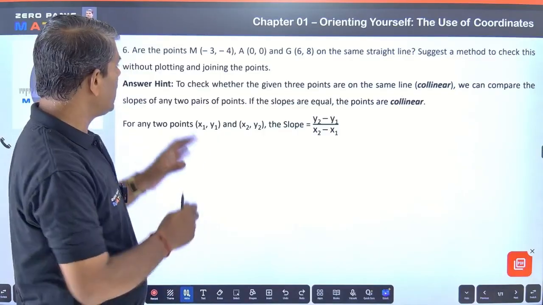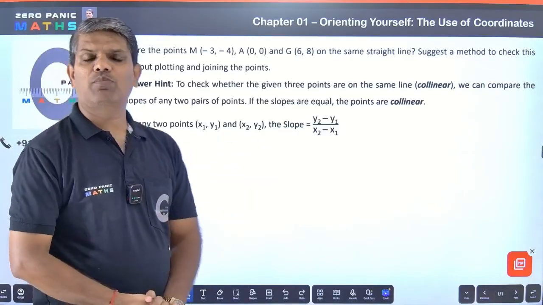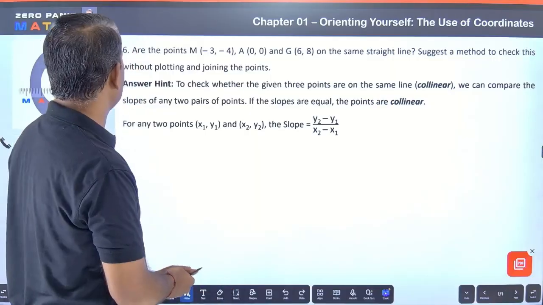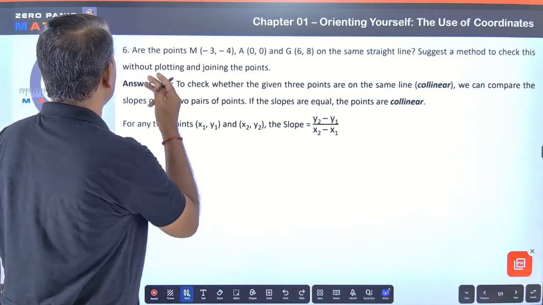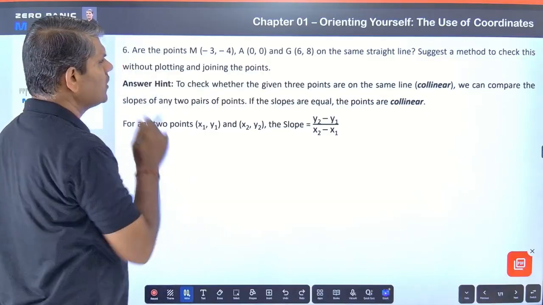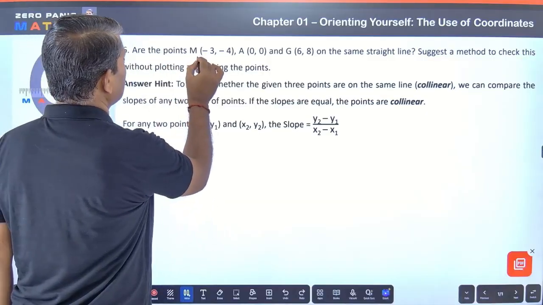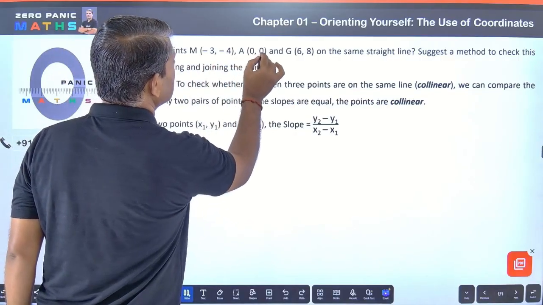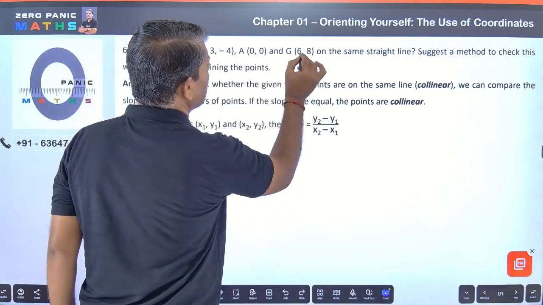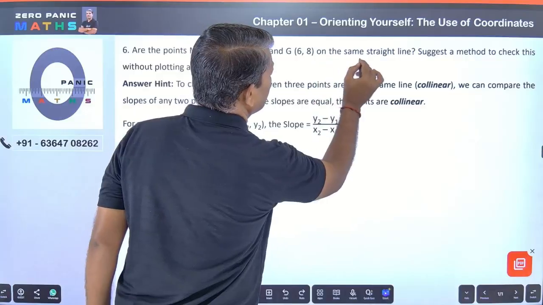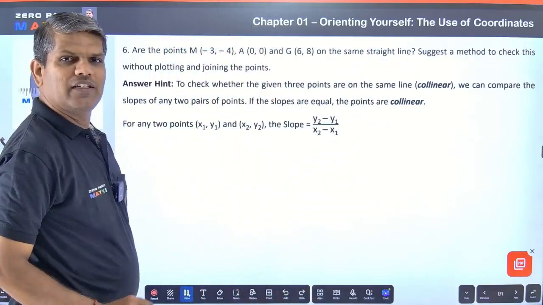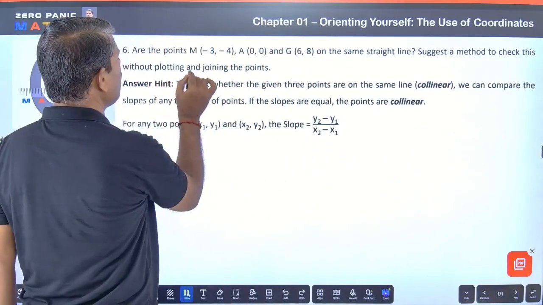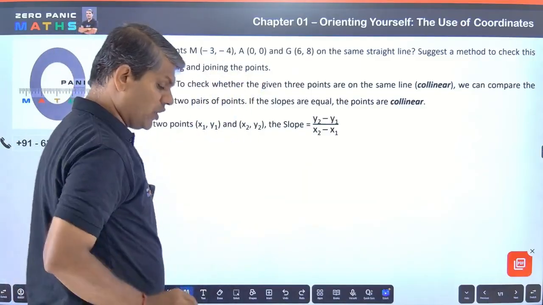Please watch that video before you start watching this video. So in today's session, we will see the remaining problems of the end of chapter exercises. Now let us see problem number 6. It says, are the coordinate points (-3, -4), (0, 0) and (6, 8) on the same straight line? Now suggest a method to check this without plotting and joining the points.